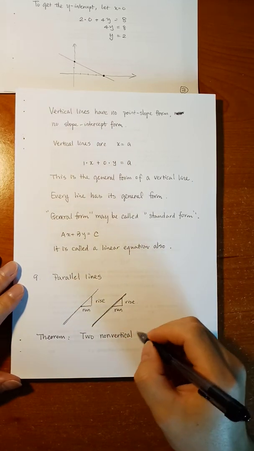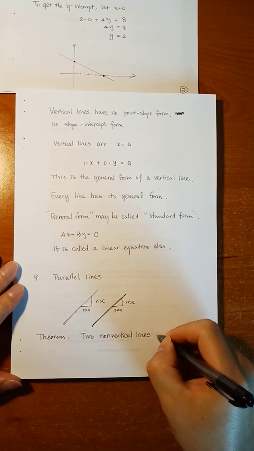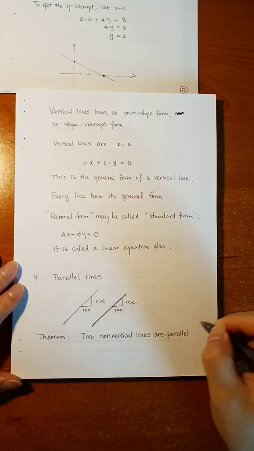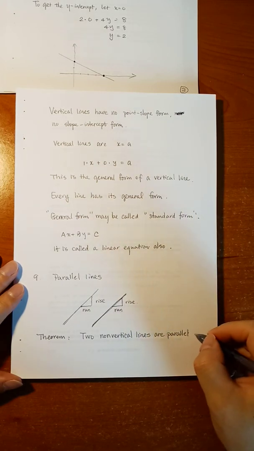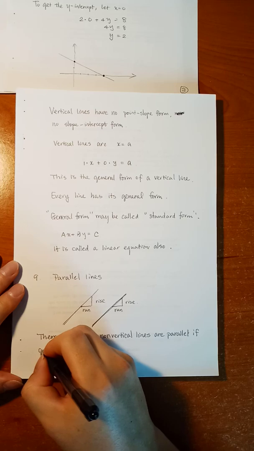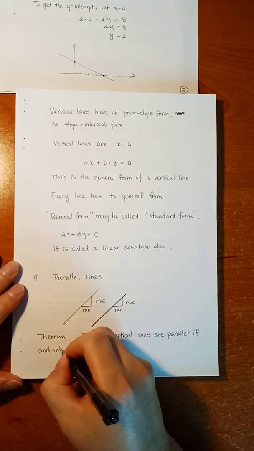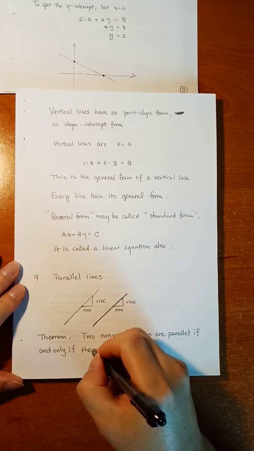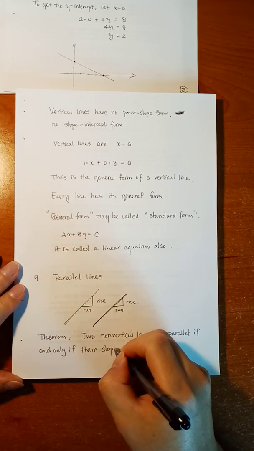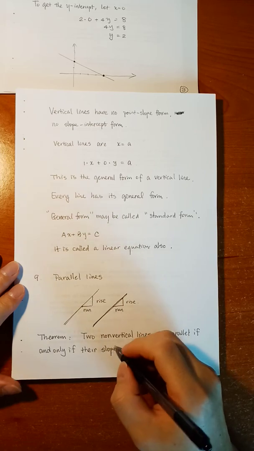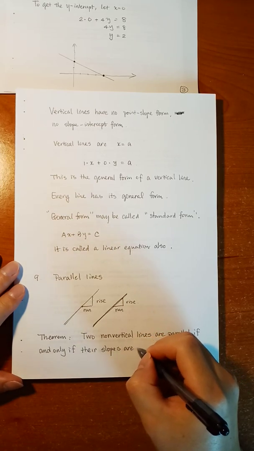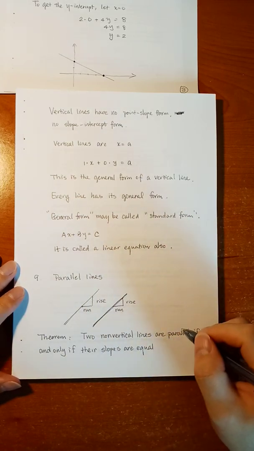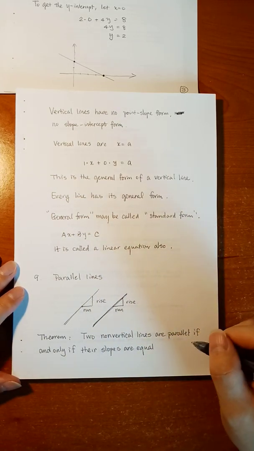Two non-vertical lines are parallel if and only if their slopes are equal. Okay, two non-vertical lines are parallel if and only if the slopes are equal.